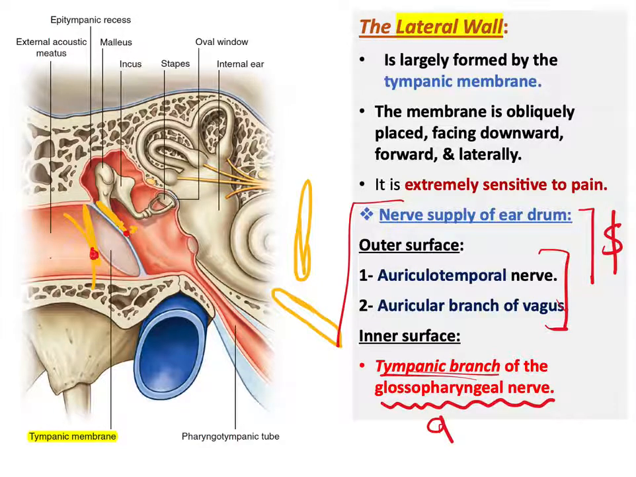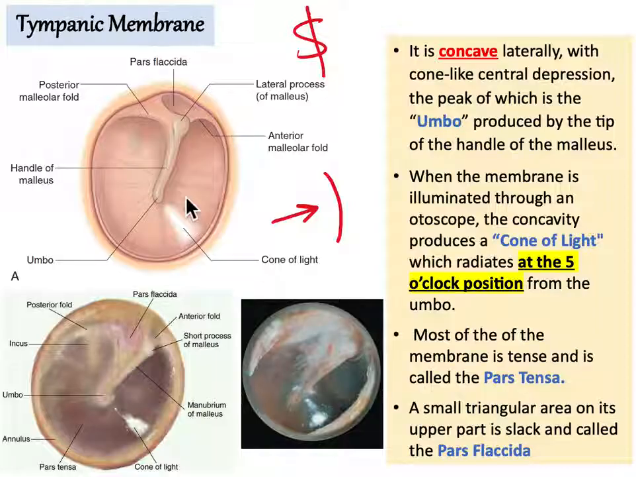We call it the umbo. So you look into the lateral surface using an otoscope into the patient's ear, and you get this view in which you see the shadow of the handle of the malleus, and the tip of this handle is the most depressed concave point, which is called the umbo.